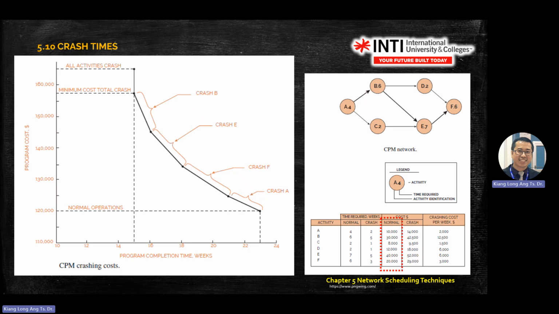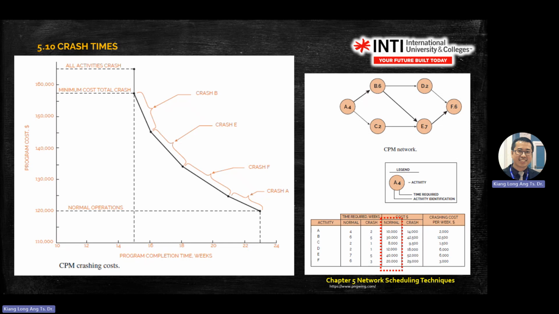If you do a network, you can plot the graph, program cost versus completion time in weeks. How do you do it? You start from activity A. If you crash A, what happens? If you crash F, what happens? If you crash E, what happens? If you crash B, what happens? So you start with A, then F. The crash calculation follows the sequence from low to high.